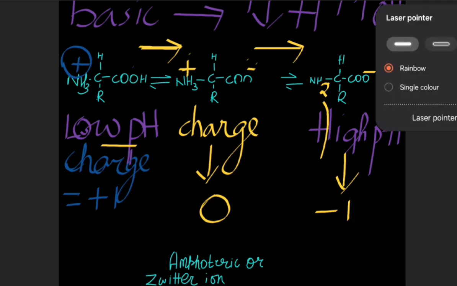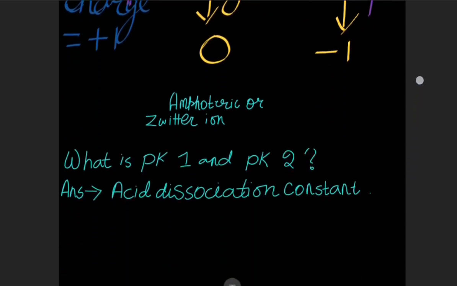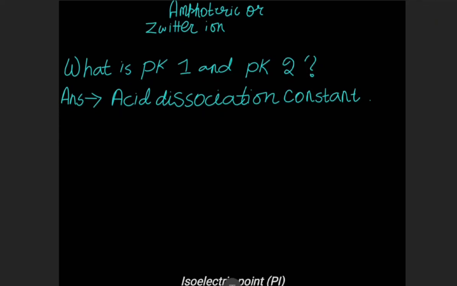So now, let us try to understand more. I wanted to talk about pK value. What exactly is a pK value? The pK value is actually the acid dissociation constant. How quickly does any molecule lose or donate hydrogen? That is what we are going to study now.